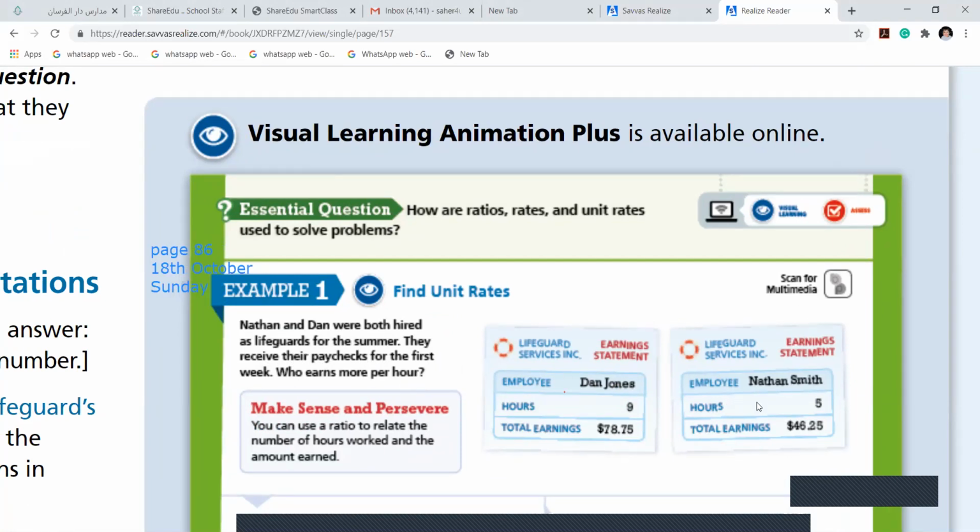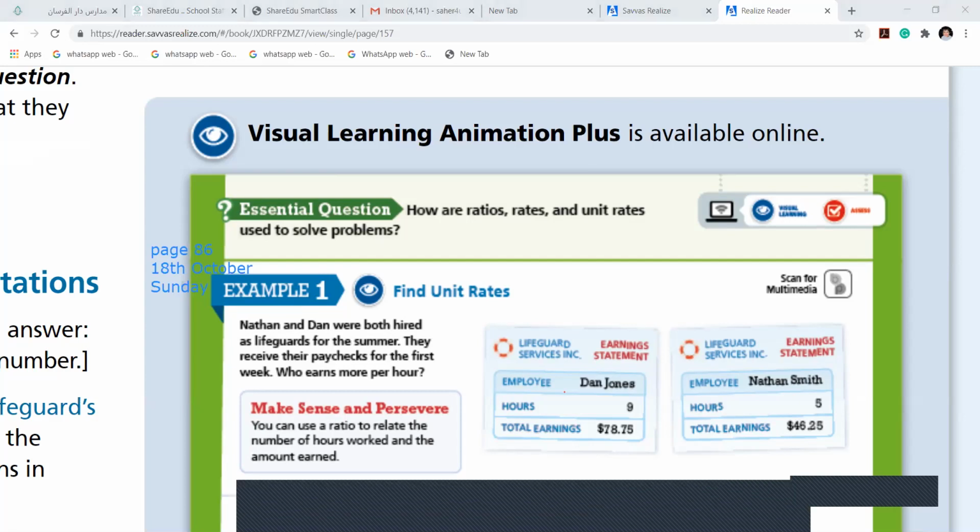Now, these are two statements where they have told you that Dan earned $78 and Nathan earned $46. Now tell me, by looking at that, you can compare and say who earned more. Who earns more here, girls? Dan, right? Yes.